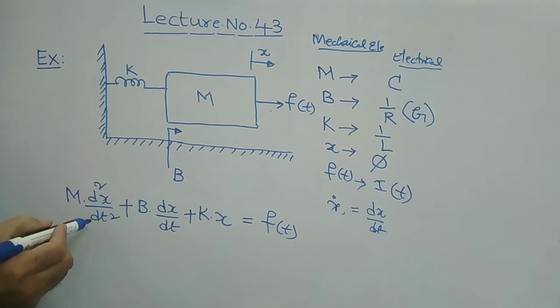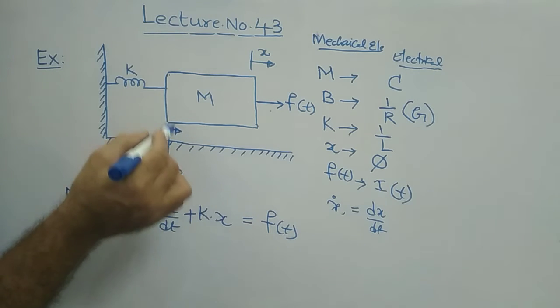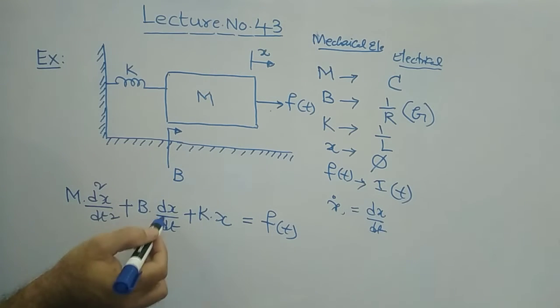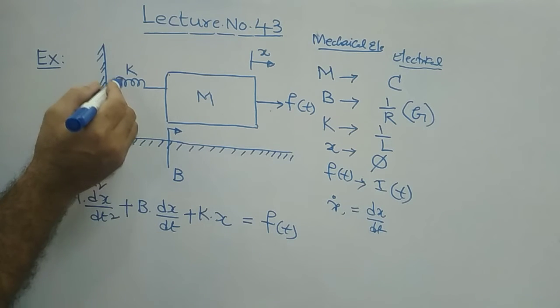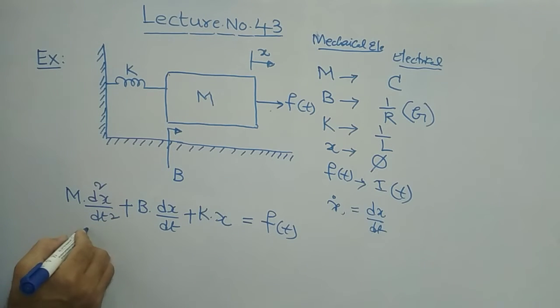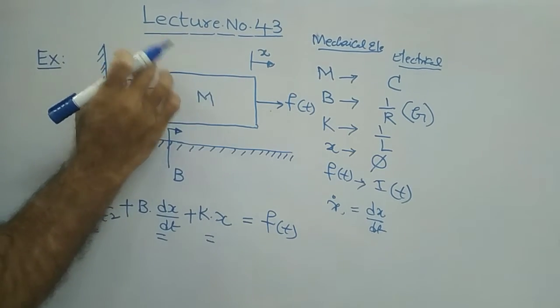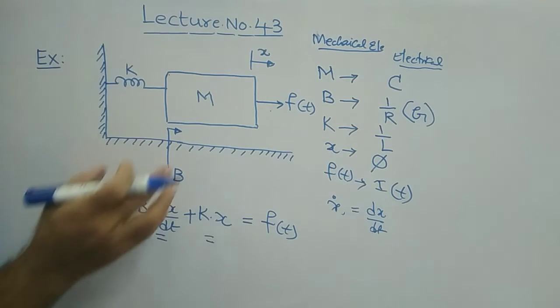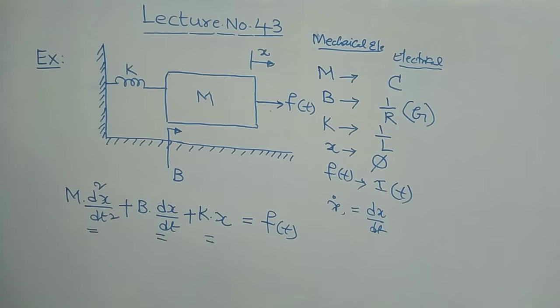Clear? M into d square x by dt square is the opposing force offered by the mass element, and B into dx by dt is the force opposed by the friction. K into x is the force opposed by the spring constant. All these three are the opposing forces by the mass element, spring element and friction element, and the sum of the opposing forces equals the applied force according to Newton's second law.